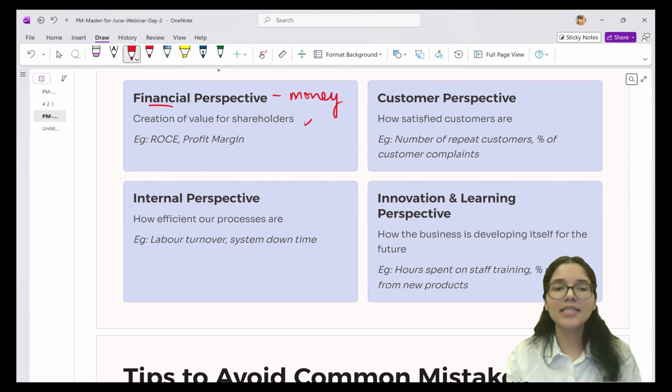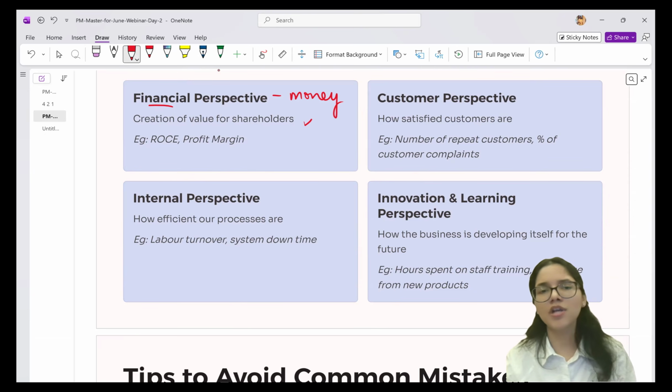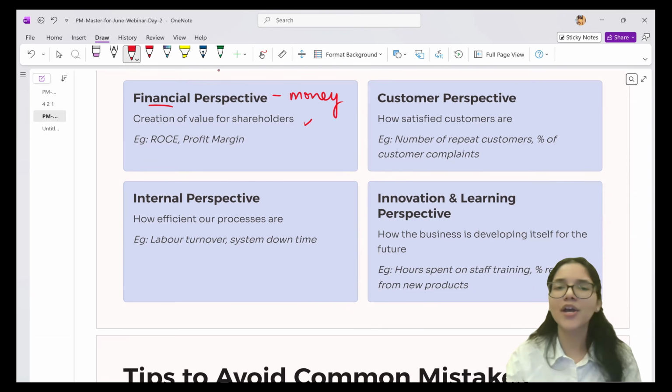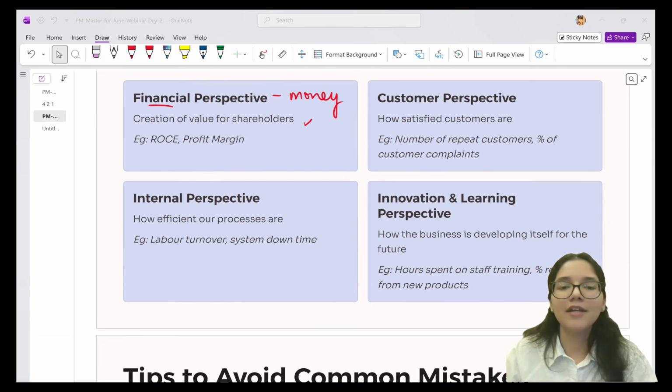So we use things like ROCE, profit margin, return on equity, all of these things, growth in the share prices, how much dividends the shareholders are getting. All of this is used to look at the financial perspective of the company. Then, guys, the next perspective is about the customers. So this is, like the name itself is telling you, everything related to what my customers think about me. So how can I measure whether my customers are satisfied or not?